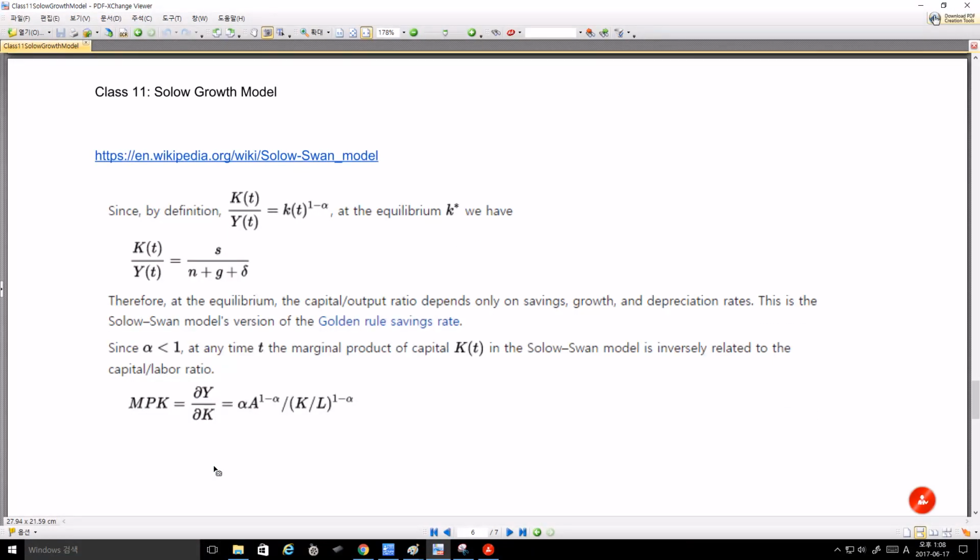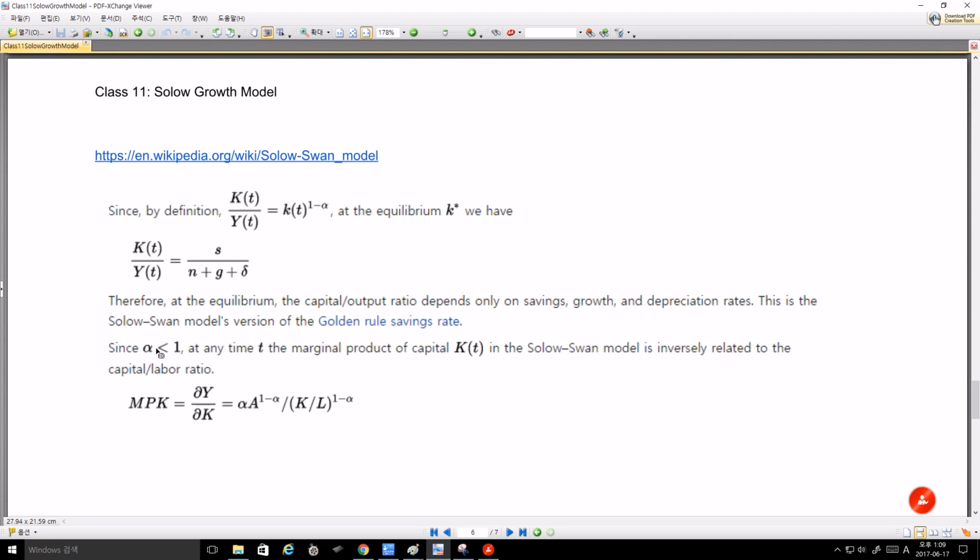Now, by definition, K over Y at equilibrium is small k to the power 1 minus alpha, where K over Y, the capital stock ratio, is s over n plus g plus delta. You can prove it. Therefore, at equilibrium, the capital output ratio depends only on the saving rate, depreciation rate, population growth, and technology growth. This is the Solow version of the golden rule of saving rate.